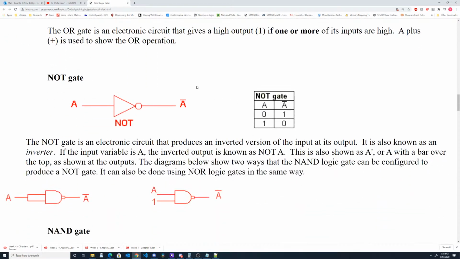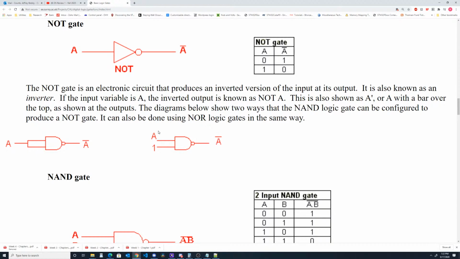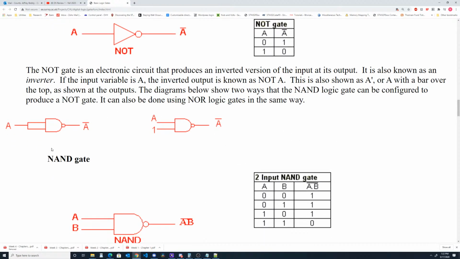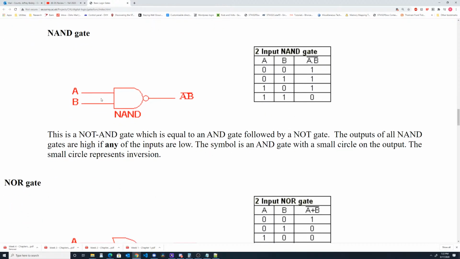NOT gate. This is also referred to as the inverter a lot. Whatever goes in, you get the inversion of it. So if you have 1 that goes in, you're going to get 0 out. A little bit later, I'm going to show you how you can make inverters out of NAND gates and NOR gates. This is what this is talking about right here. The NAND gate: we're going to be dealing a lot with those because with NAND gates and NOR gates, you can make any Boolean expression. You can form AND gates, OR gates, inverters, all that good stuff.